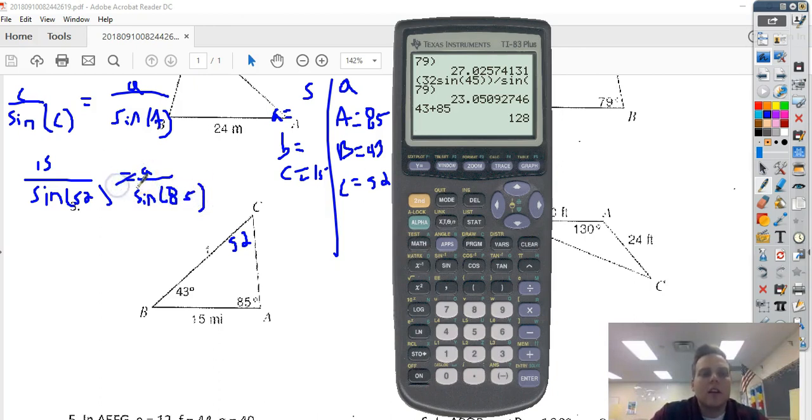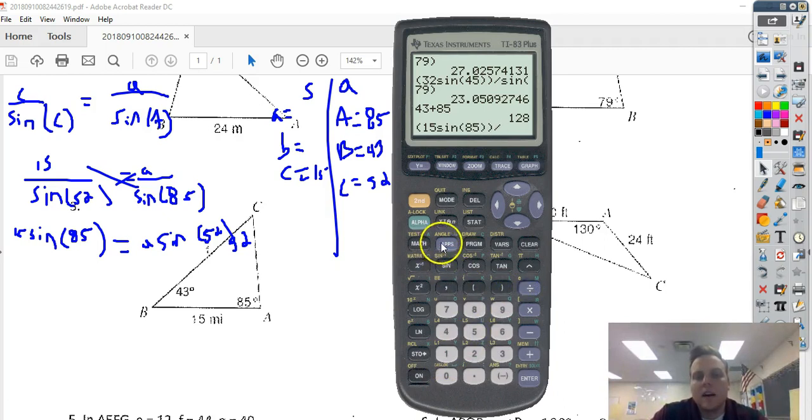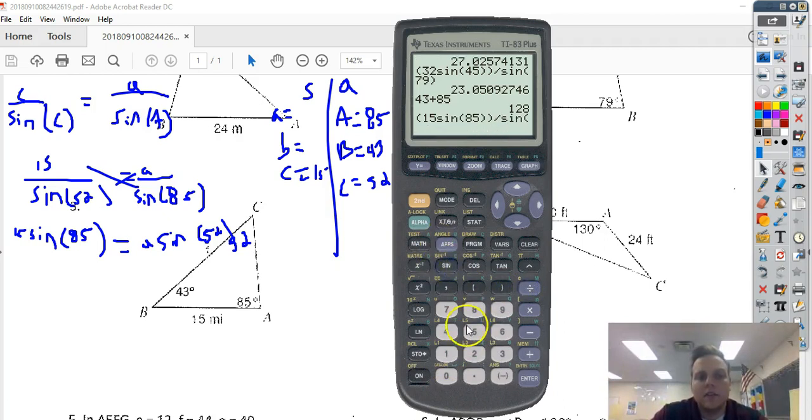So I cross, I get 15 sine 85 is equal to a sine of 52. Divide both sides by sine of 52 to get a. So I'm just going to type that into my calculator, make that final jump. So it's going to be 15 sine 85 divided by sine of 52.